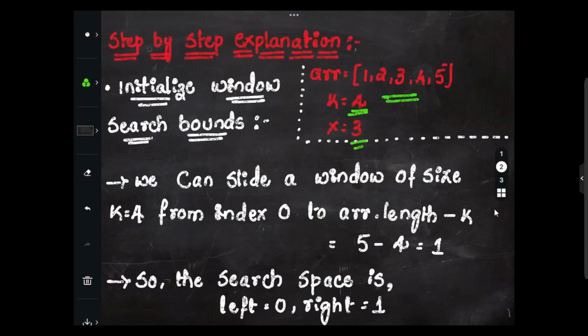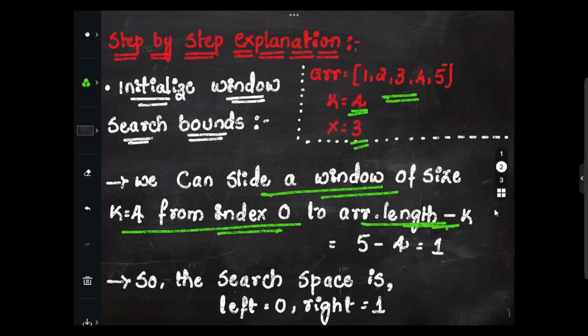So first, we'll initialize the window search bounds. We are going with a sliding window, so we have to initialize the search bounds so that we can slide a window of size k, according to the question. Here we have k equals 4. We can slide a window of size 4 from index 0 to array length minus k, which here will be 5 minus 4.